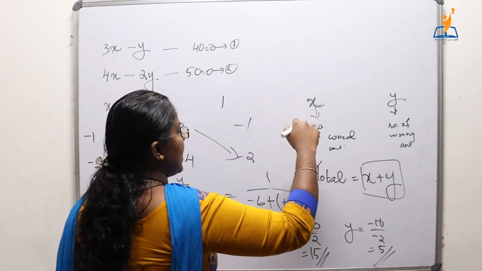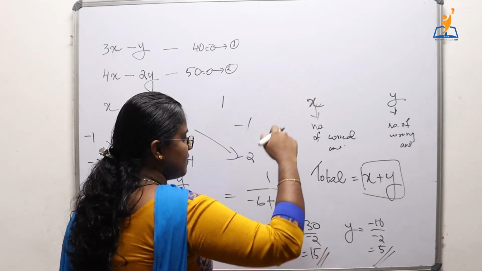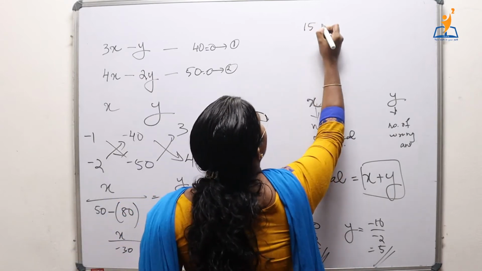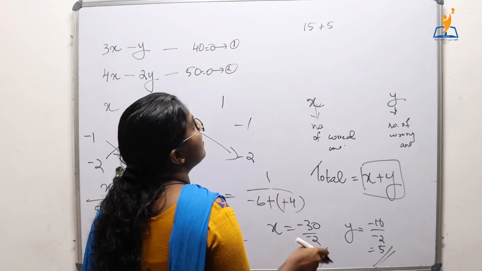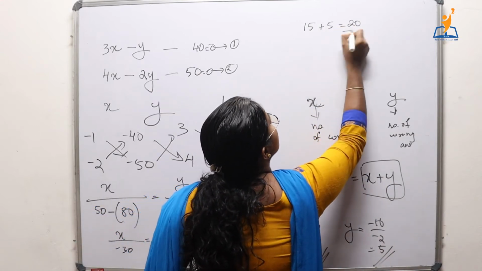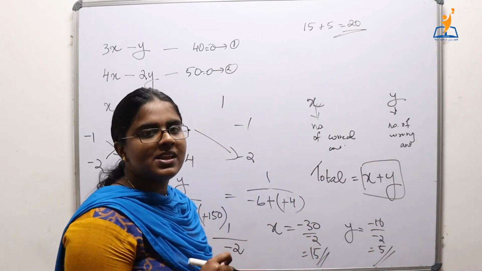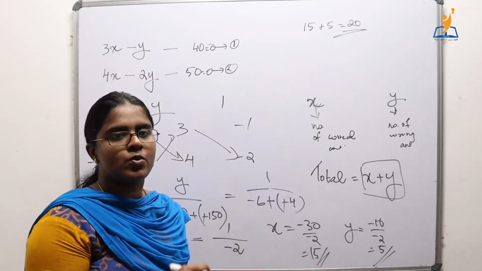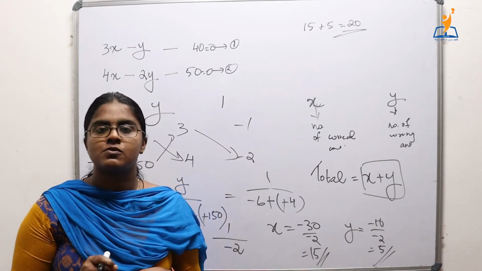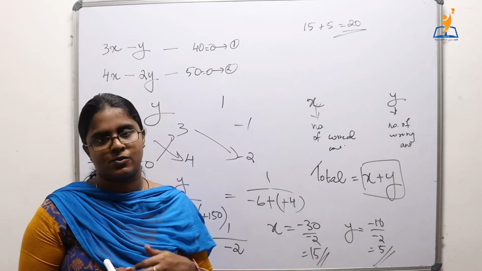So the correct answers he has given were 15, that is x was 15 and y is 5. So the total number of questions is x plus y, that is 15 plus 5, that is 20 questions. So the total number of questions in the test was 20. So that's the end of this question. Now we shall move to the next question.